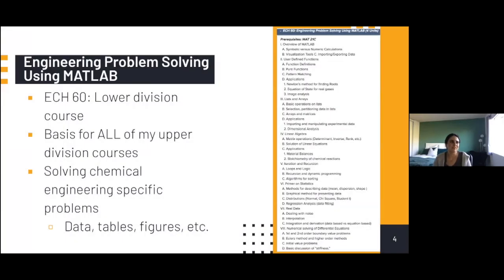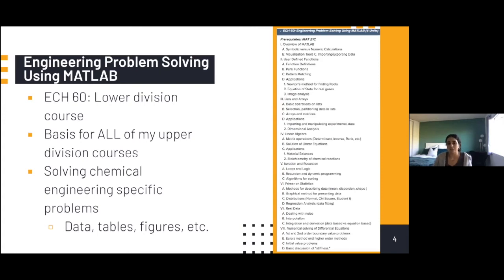And so the very first programming language that I took at Davis was ECH 60, which is the engineering problem solving using MATLAB. This class is only for biochemical and chemical engineers. And although it's a lower division class, it is the basis for all of my upper division classes. I still use MATLAB, and it's literally in every single class that I'm taking right now. Basically, we use MATLAB to solve chemical engineering specific problems. So a lot of data, tables, figures.